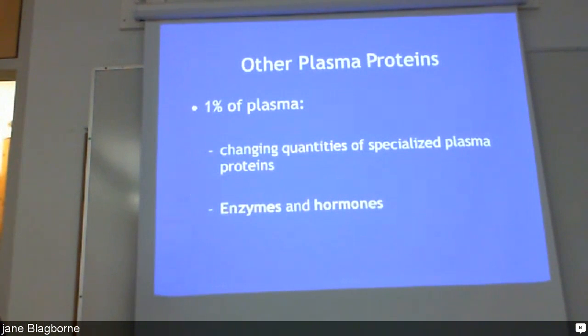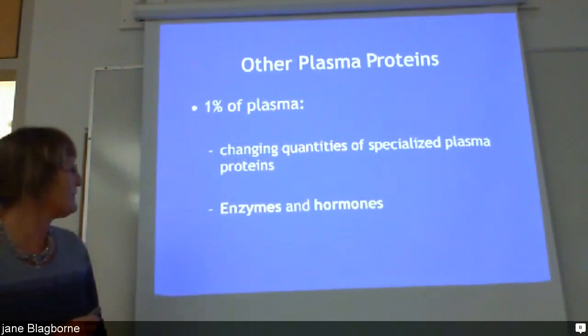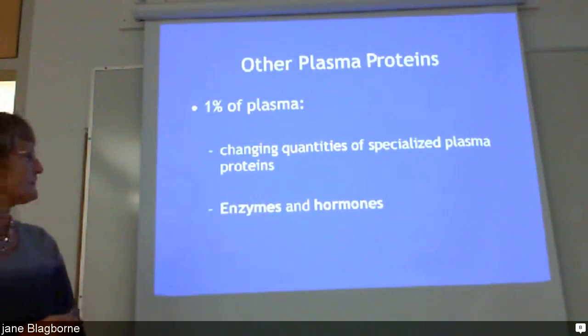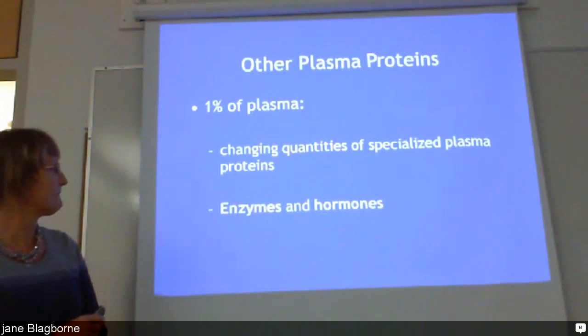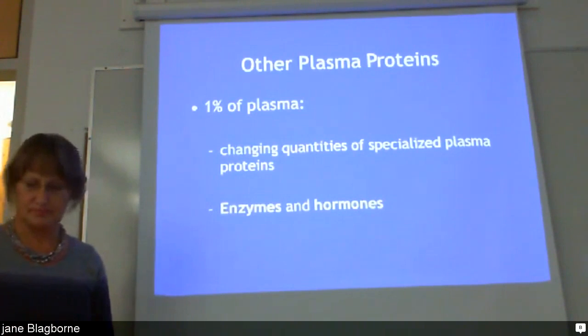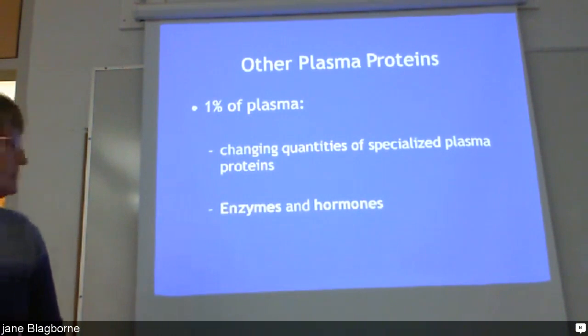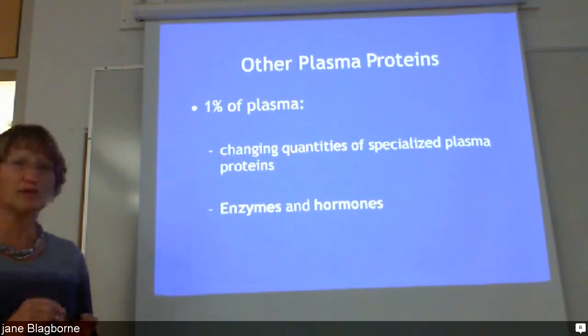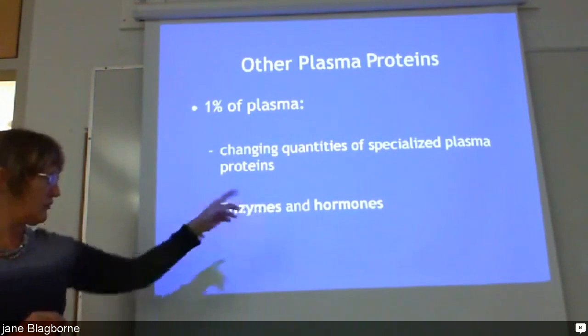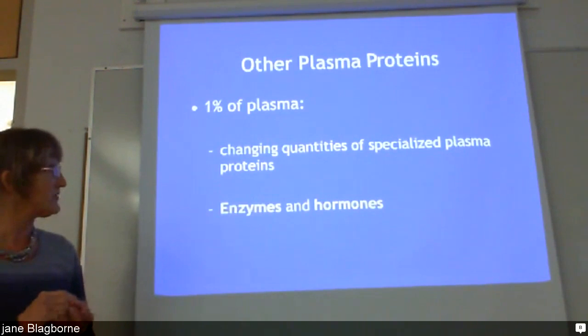So other plasma proteins, 1%, that's a little teeny weeny bit of the plasma: enzymes and hormones. In a way, it's kind of good for doing this backwards today, the blood first and then the endocrine, because they kind of fit together. Yeah, the hormones and the enzymes fit together a bit better.